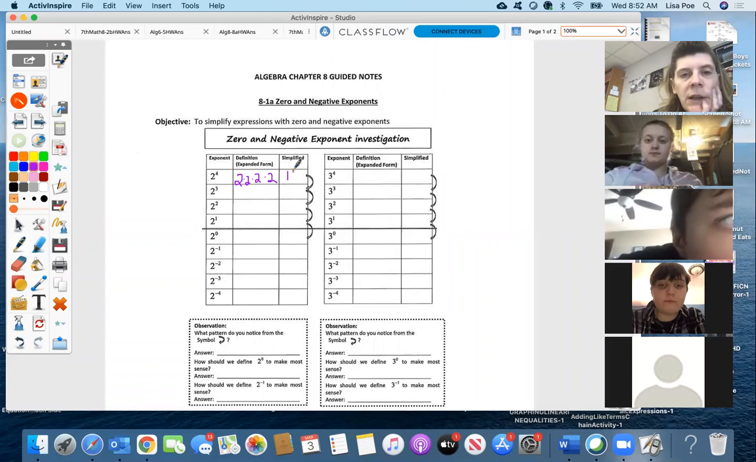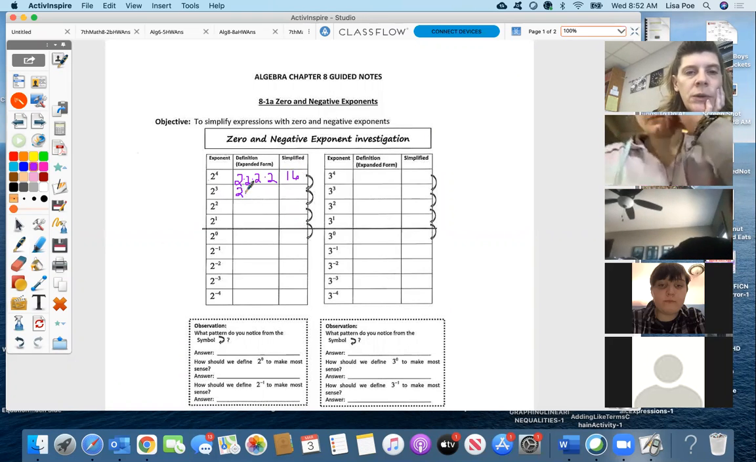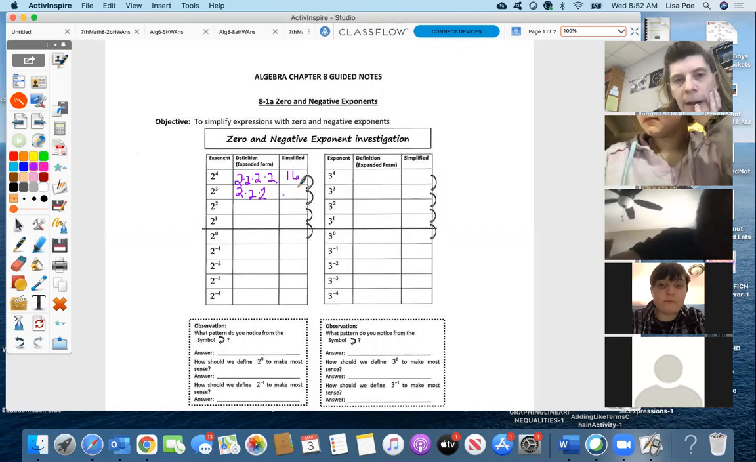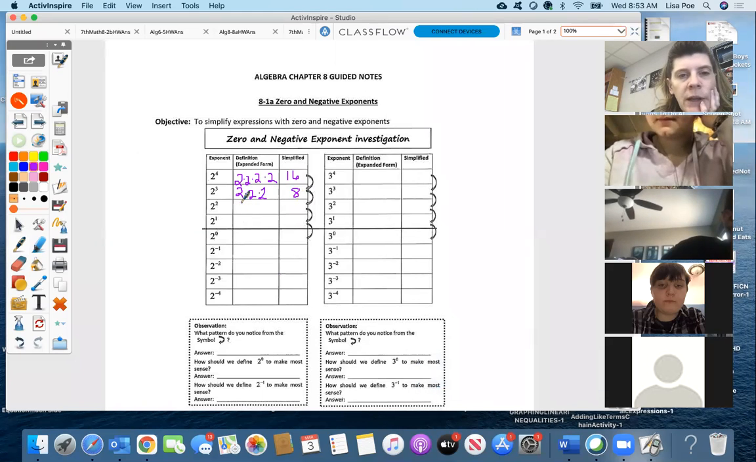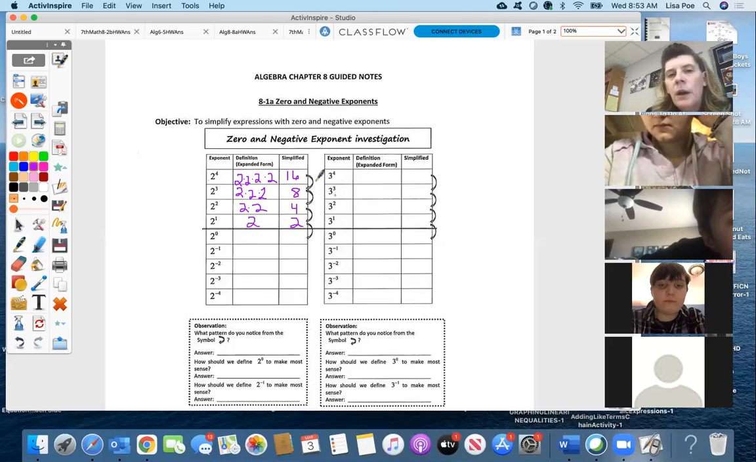16. So 2 to the 3rd is 2 times 2 times 2. There's only 3 of them. So what is that? 8. Then we have 2 to the 2nd, which is 2 times 2, which is 4. And then 2 to the 1st is just 2. So that's 2.